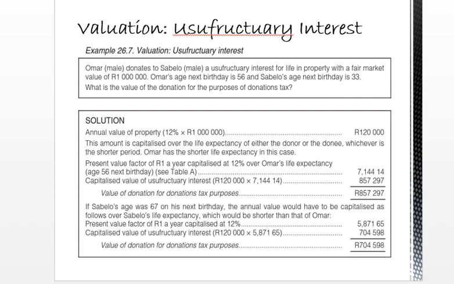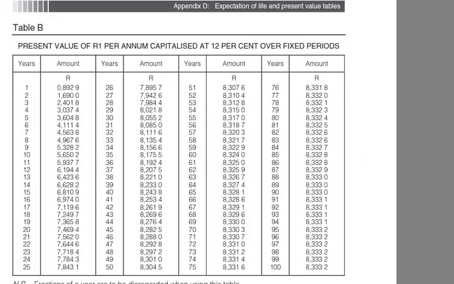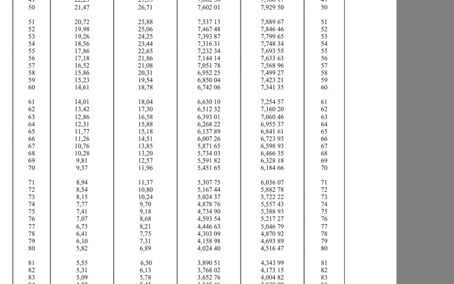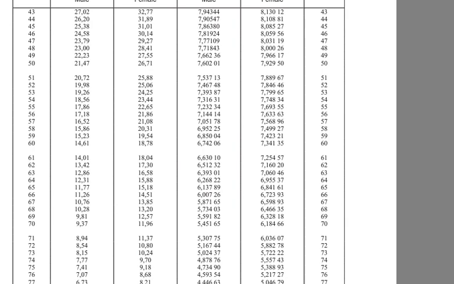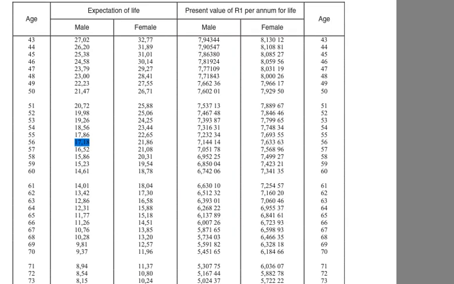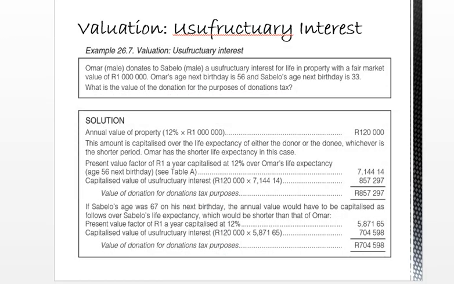he is 56 years of age, so because he's male, he's expected to live for 17.18 more years. So the present value will then be 7.144. Okay, and then this has to be capitalized by the annual value of property. So the 7.144 we're going to multiply by 120,000 Rand. So the value of donation for donation tax purposes will then be 857,000 Rand.